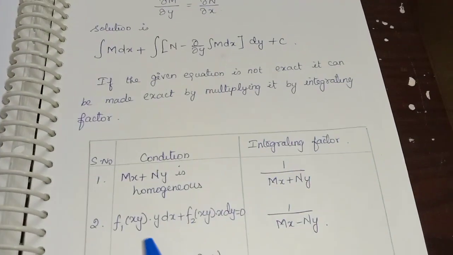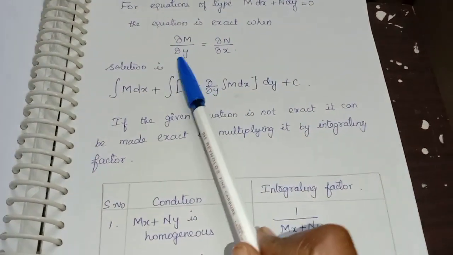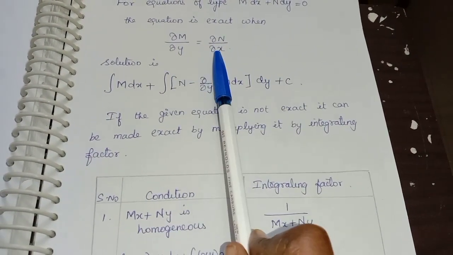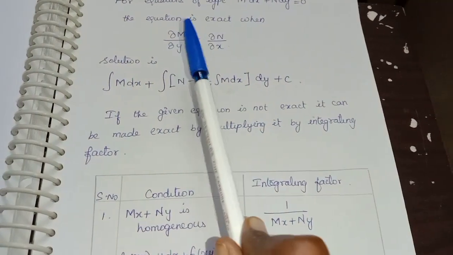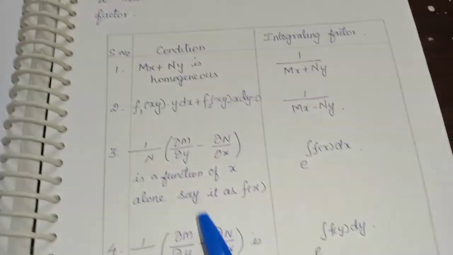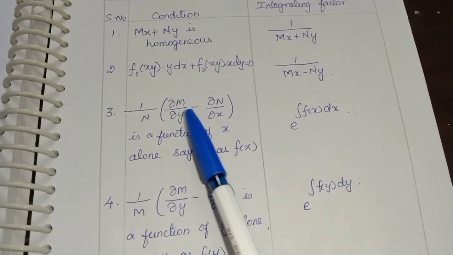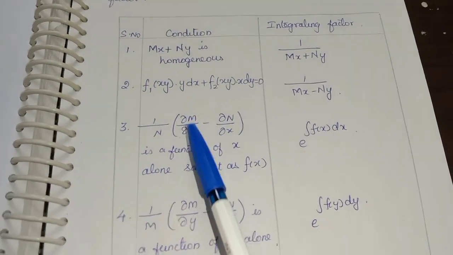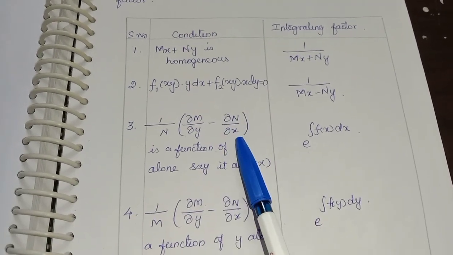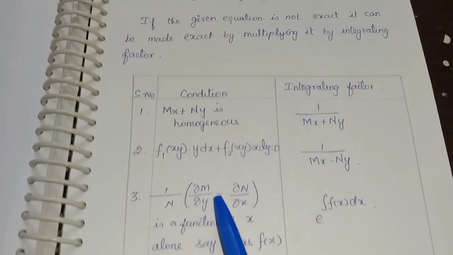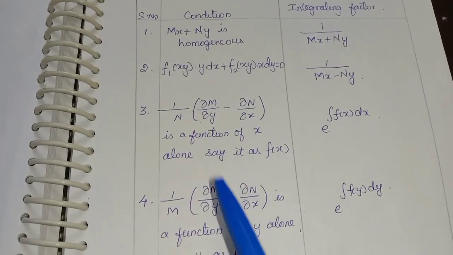If it is not of this form, then check the condition for exactness. If it is exact, directly you write the solution. If it is not exact, then you find this term, that is dou m by dou y minus dou n by dou x. By looking at this, you can arrive at whether it is of this type or this type.